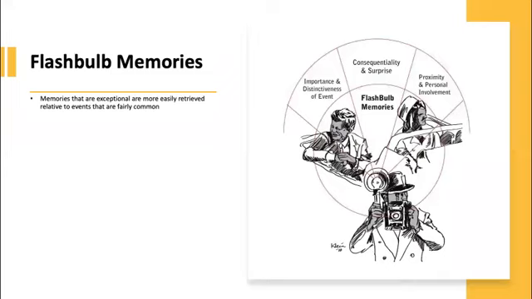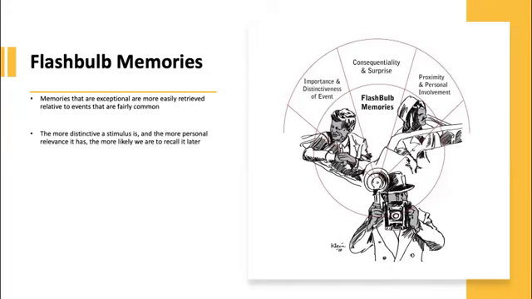So, in general, memories that are exceptional or rare or don't happen very often are more easily retrieved than those events that are fairly common, right? Things that happen to you on a daily basis, you're less likely to remember as vividly as something that only happens once in your lifetime, right? So, the more distinctive a stimulus is, or the more personal relevance it has, the more likely it is that you'll be able to recall it later.